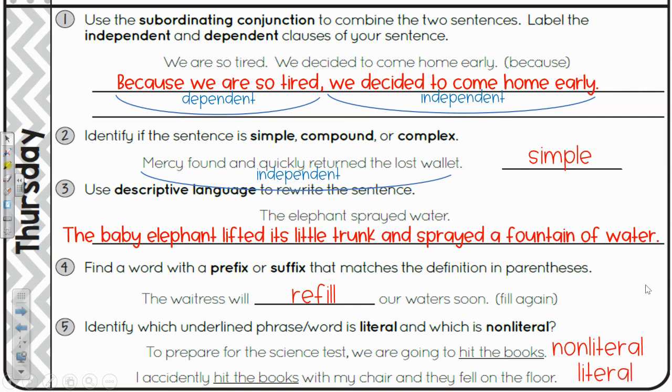The top one, hit the books, means, okay, we're going to study really hard. We're going to the library. We're going to dig into those books and study for the science test.